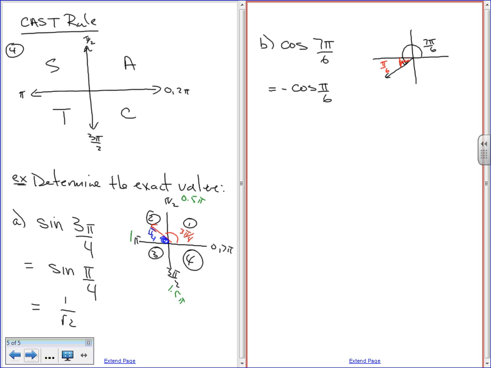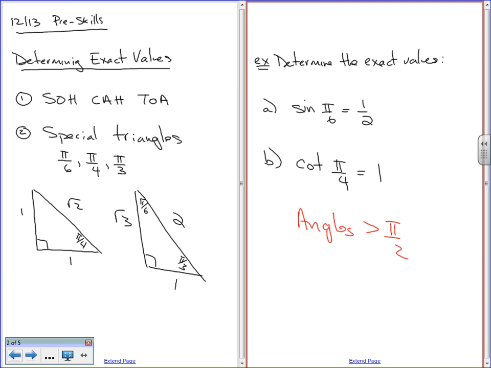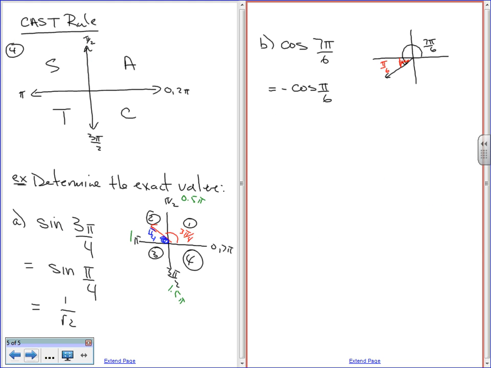We've used the cast rule. Now we're going to use our special triangles to figure out what the cosine of pi over 6 is. Here's pi over 6. The cosine is the adjacent side over the hypotenuse. So it's negative root 3 over 2. Again, it just takes a minute, not even, to check that you've got it correct.